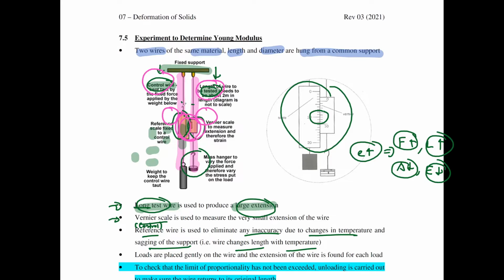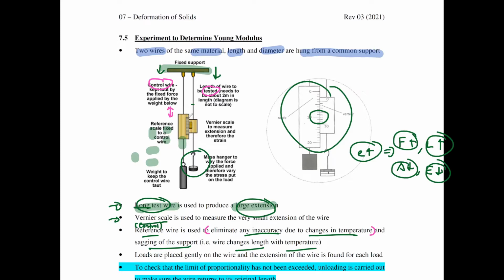Let's just say if your wire extends, your Vernier scale will move down a little, right? But because these two wires are made of the same material, if this extends, this will also extend. So this Vernier scale will also move downwards. So overall, the change in length due to temperature change is offset. That's what it is supposed to be there for. That's why you have the two wires there, a control wire and a test wire, to eliminate any inaccuracies due to changes in temperature.